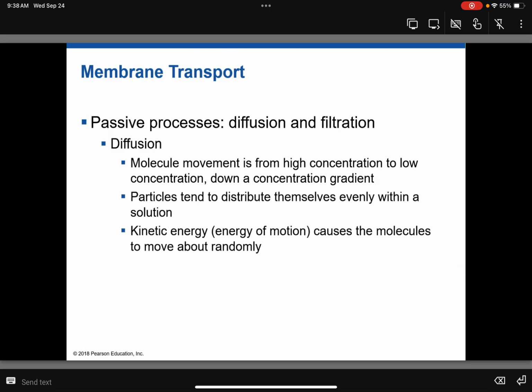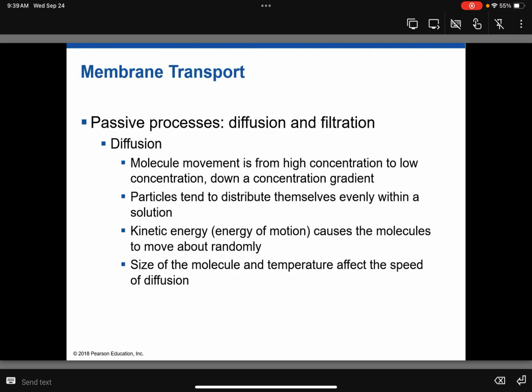Particles will distribute themselves evenly within a solution when given time. Kinetic energy causes the molecules to move about randomly. And the size of the molecule and temperature will affect the speed of diffusion.